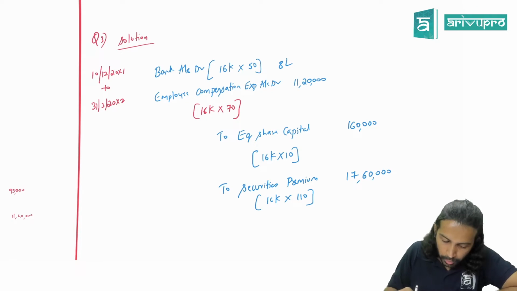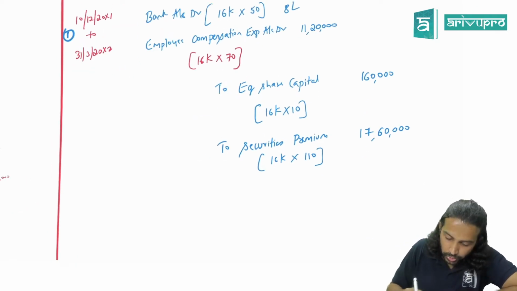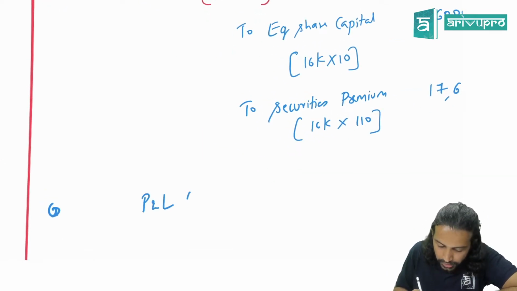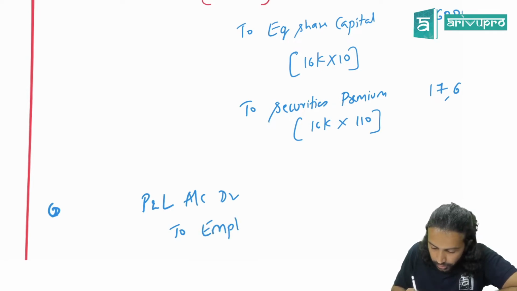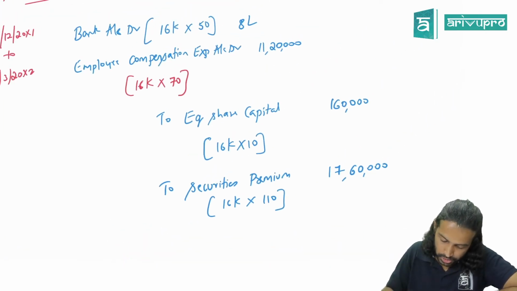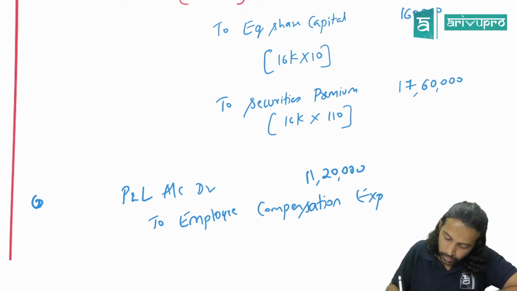Alright, that's all. Or one more entry. This is the first journal entry. The second journal entry is what? Transferring the expense to P&L. The transfer entry is P&L account debit to employee compensation expense. How much is that employee compensation expense? 11,20,000.